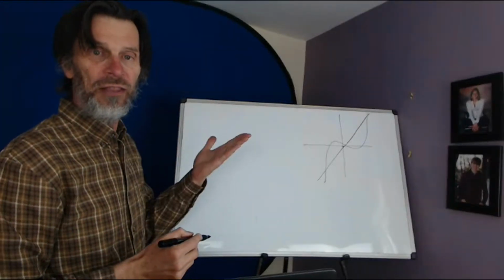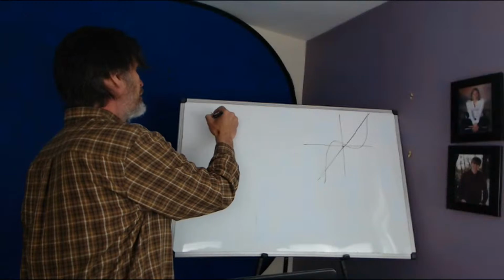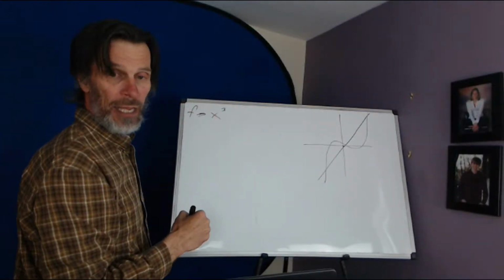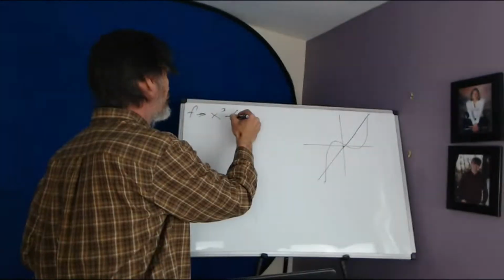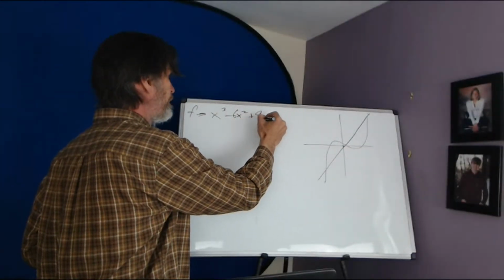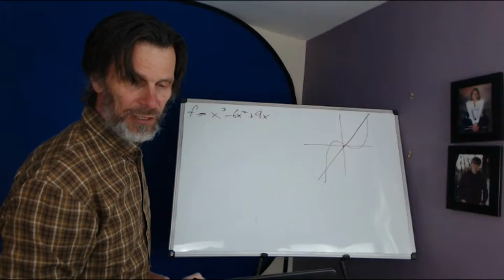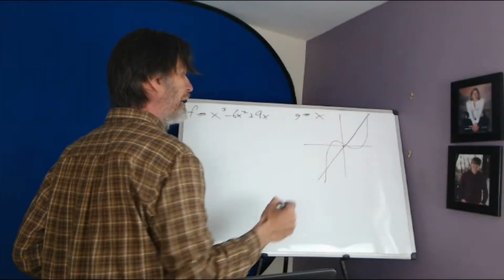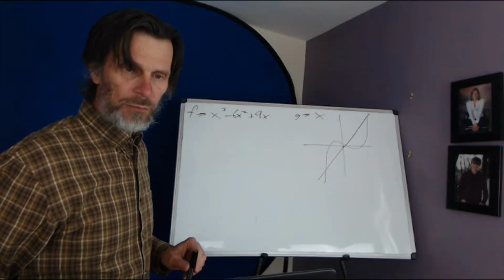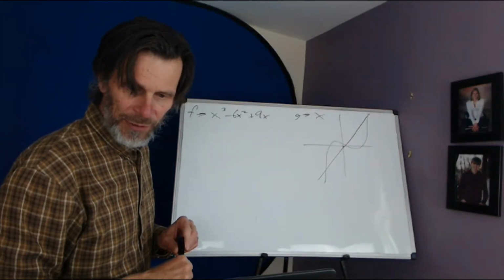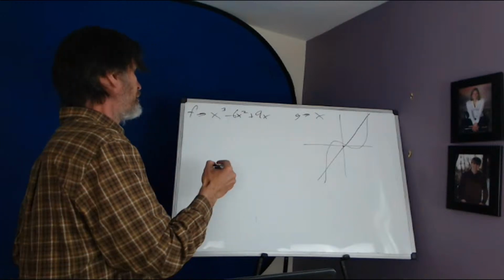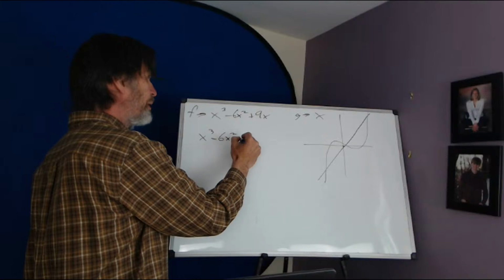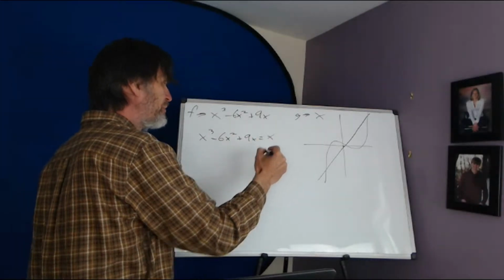And the way we find whether or not they intersect is set them equal to each other. So we'll start with x cubed. Here's my f function: x cubed minus 6x squared plus 9x. There's the first one. And g of x is simply x. Take a look at my stream. It still looks okay. All right, so we'll set those 2 equal to each other. X cubed minus 6x squared plus 9x equals x.